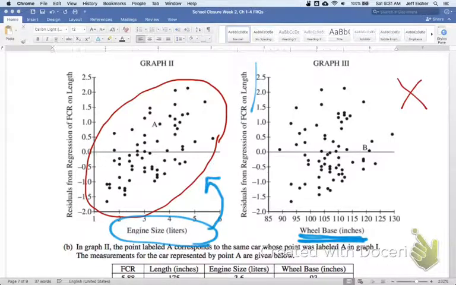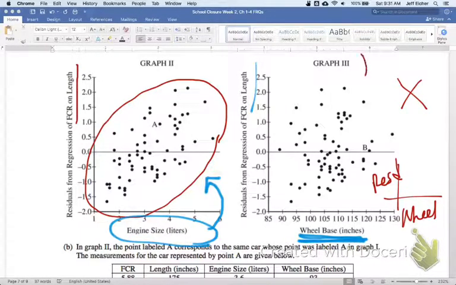The common mistake that students made here is they thought that these were residual plots, but they are not plots of the residuals. We're not plotting wheelbase versus the residual of FCR versus wheelbase. We're taking the leftover residuals as a separate data set, and then comparing engine size to those residuals of FCR on length. So what a lot of students did, they selected graph 3 and said, well, since there's random scatter, we want that, because in a residual plot you want random scatter. That is not what this question's getting at.